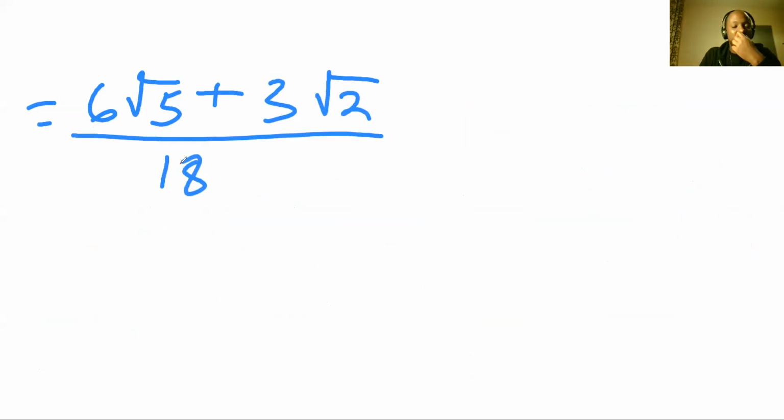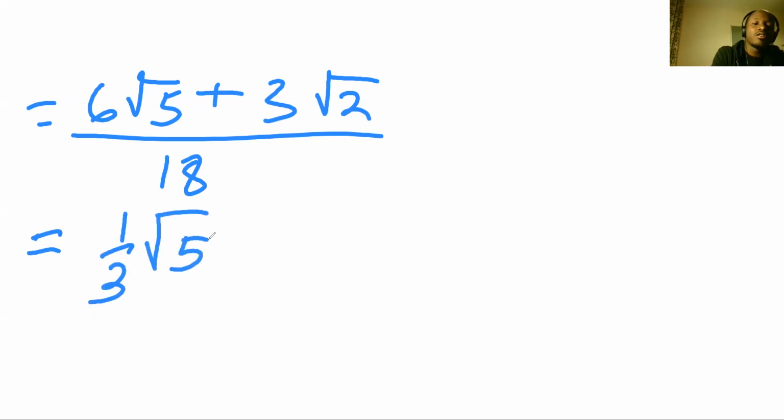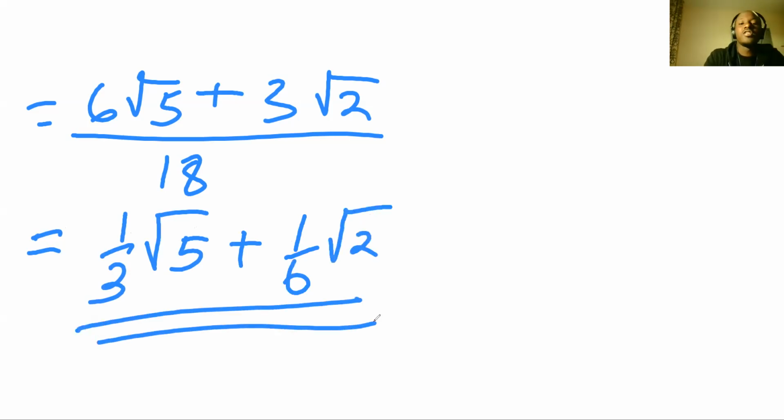This looks like something that can be simplified further, because 6 over 18 is just 1 over 3. 6 into 18 is 3. So 1 over 3 root 5 plus 3 into 18 is 1 over 6 root 2. So you've simplified your sum and you've left your answer in surd form. I just decided to start with a simple case. Let's do another example.